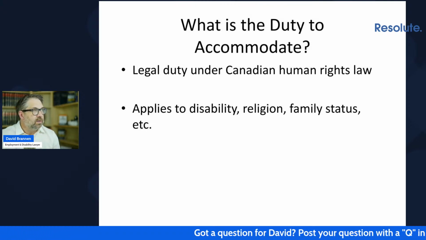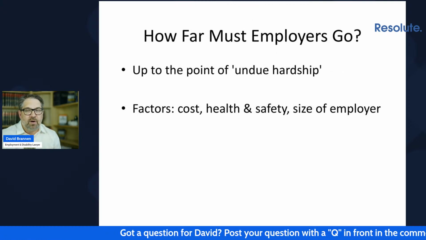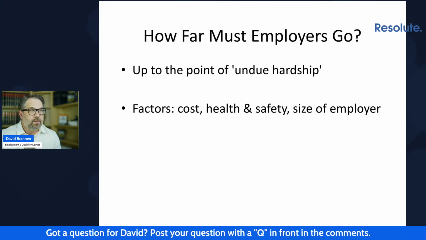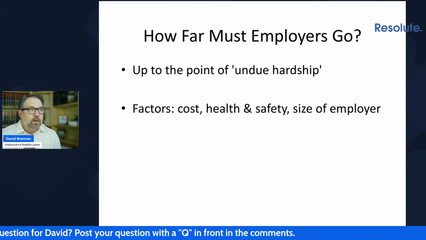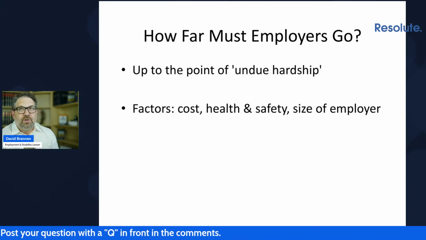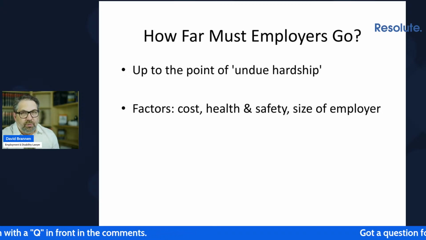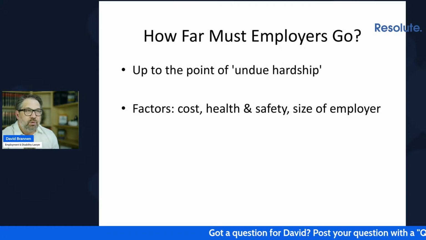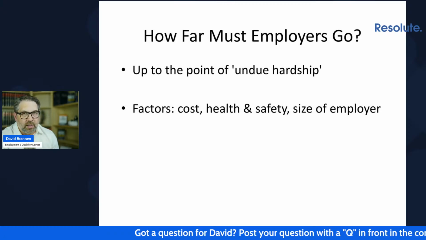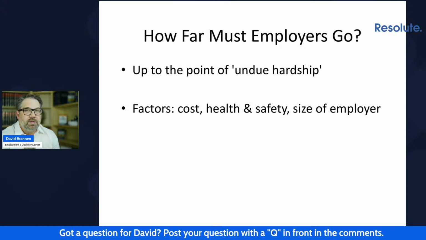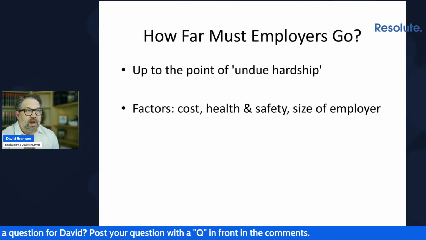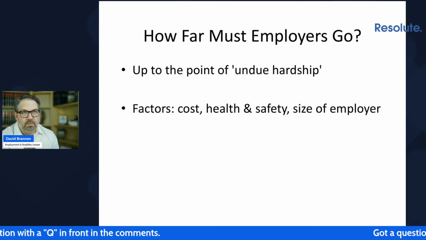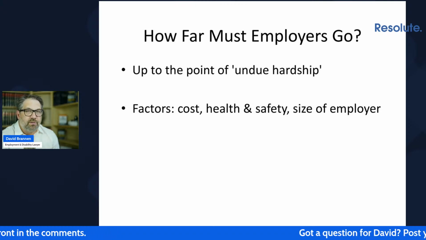So how far does it have to go? How far do employers have to go? The law says that they have to make accommodations as long as you can prove that you have a protected ground. They have an obligation to accommodate you up to the point of undue hardship. This means they have to make real serious efforts to try to accommodate you, unless doing so would cause serious difficulty to the employer.